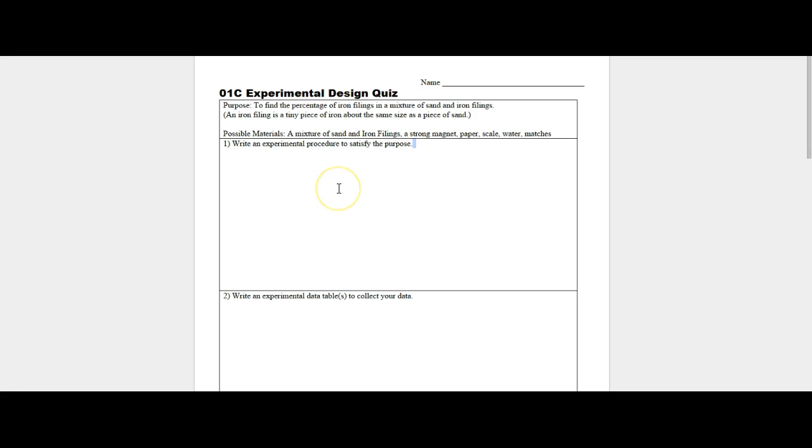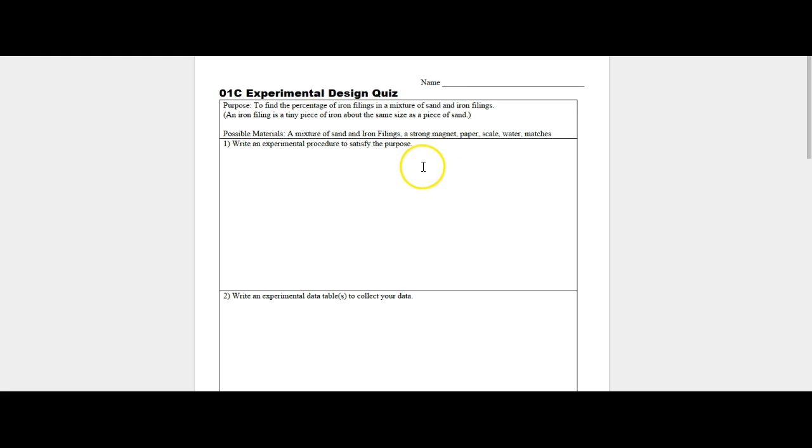This is our first content quiz, the experimental design one, and I'm just going to go through how I would have solved it. The purpose was to find the percentage of iron filings in a mixture of sand and iron filings. An iron filing is a tiny piece of iron about the same size as a piece of sand. Possible materials are a mixture of sand and iron filings, a strong magnet, paper, scale, water, and matches.